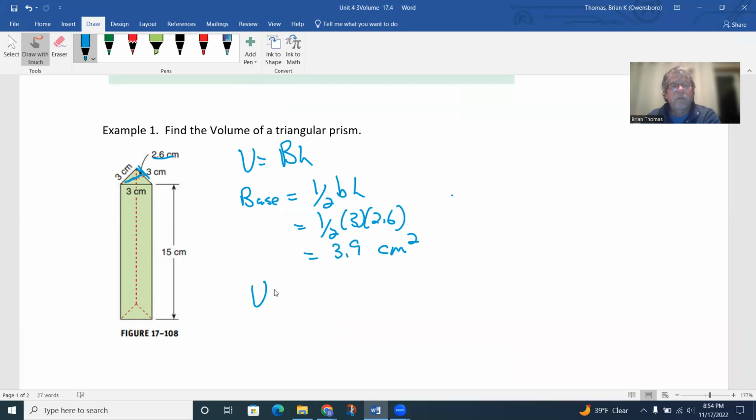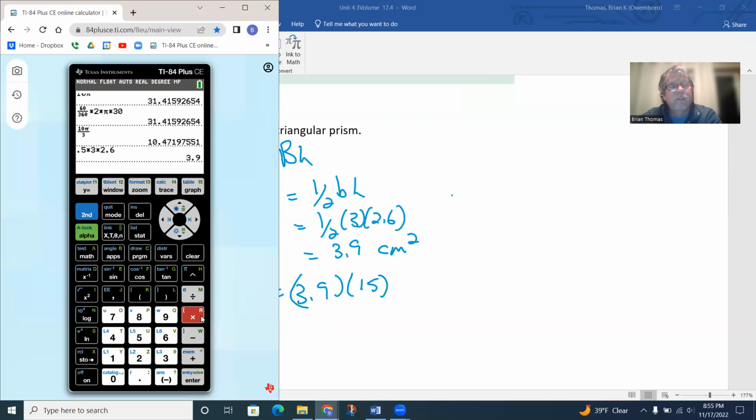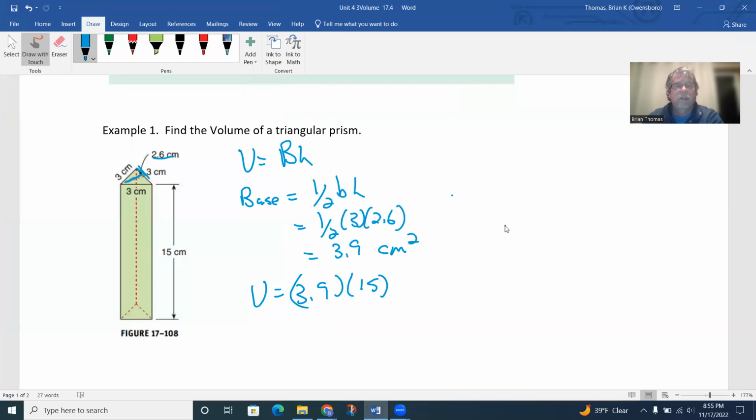So to find the volume, we're going to multiply 3.9, which is the base area, by the height, which is the 15. And that'll give us our cubic dimension. So if we multiply our answer by 15, that'll give us 58.5 as our volume. So our volume is going to be 58.5 cubic centimeters, which we write with the power of 3.